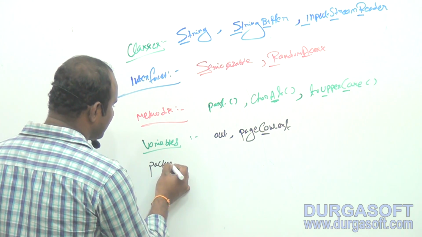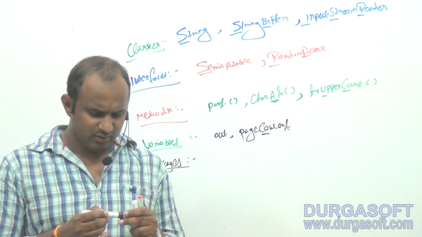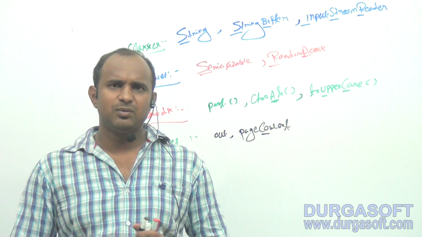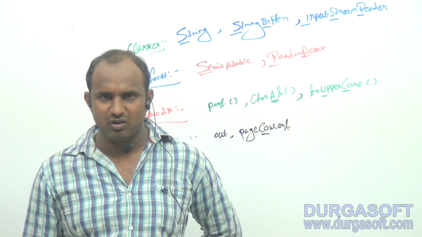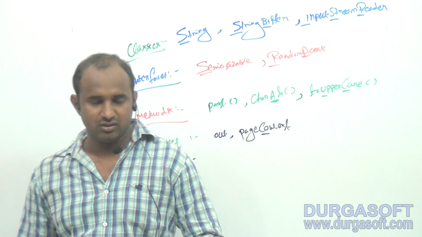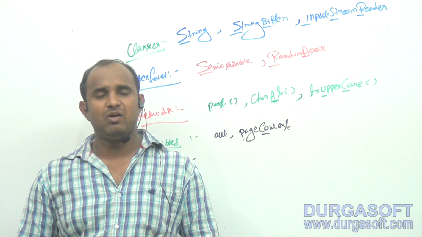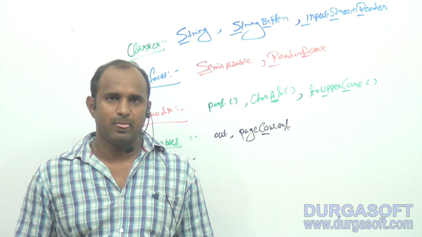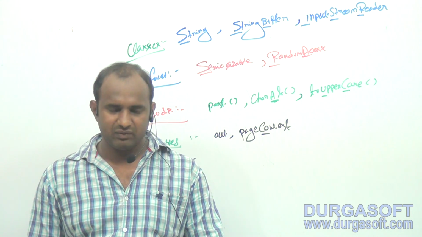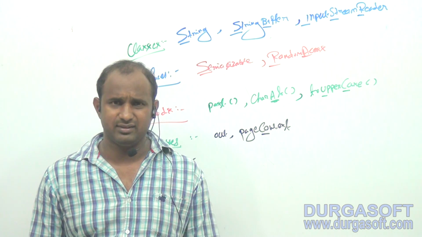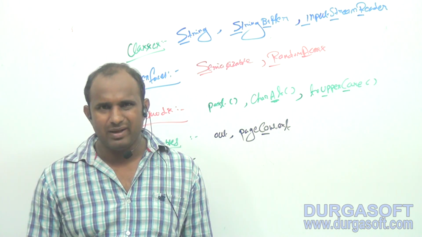What about packages? Coming to packages, Java's predefined support comes in the form of packages only. So the java.lang package, java.util package, java.io package, java.awt package, and a number of other packages. Java predefined support is in the form of packages. What does a package contain? Classes and interfaces. The classes and interfaces contain the corresponding methods. While using packages, we generally import them.